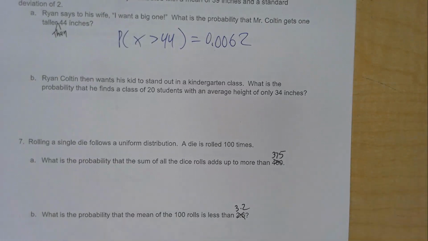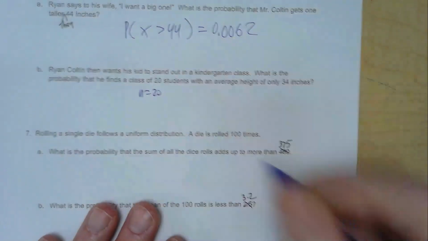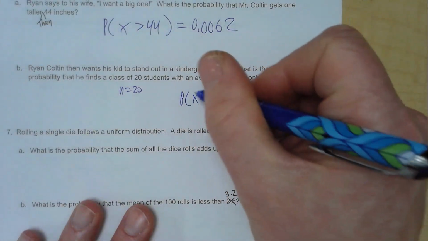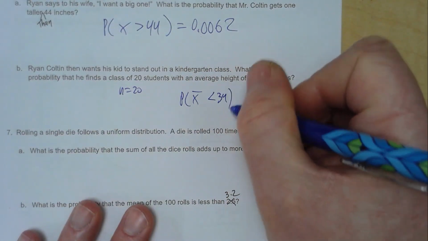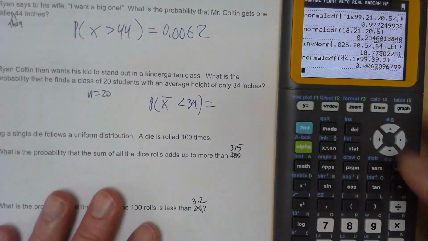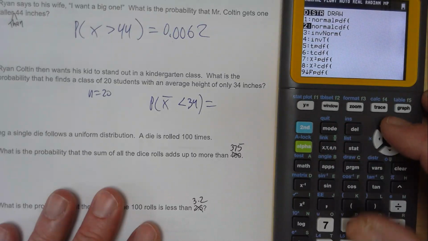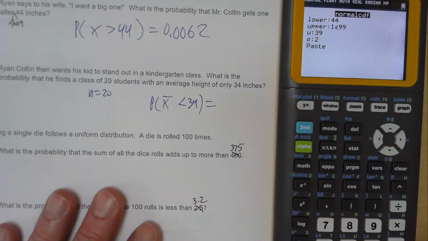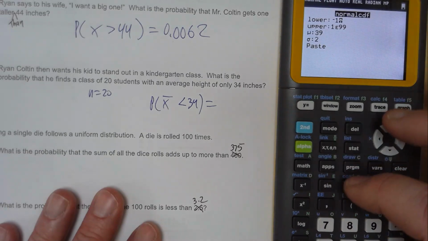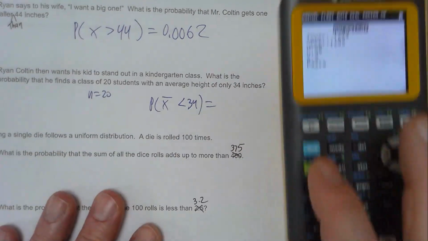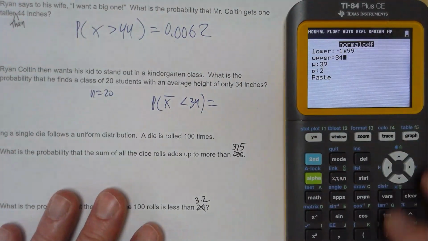Ryan Colton then wants his kid to stand out in a kindergarten class. What is the probability he finds a class of 20 students? So this is where N is equal to 20 with an average height of only 34 inches. So probability that X bar is less than 34 equals. So second distribution, boom. -1 second EE 99 because we're going down, so it would be less than. Then the upper is 34.